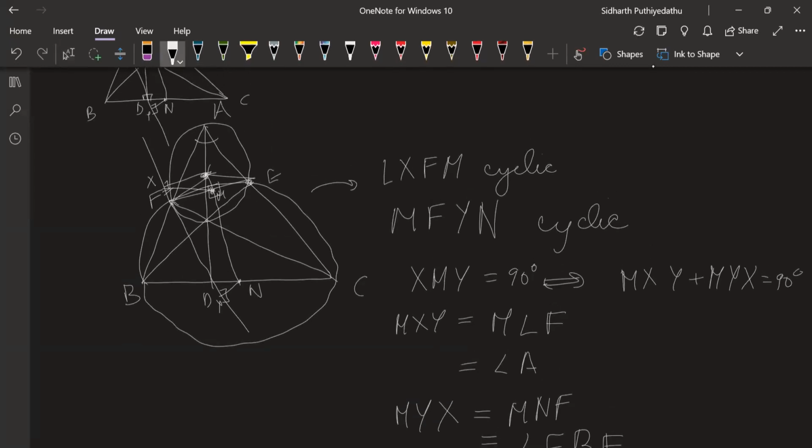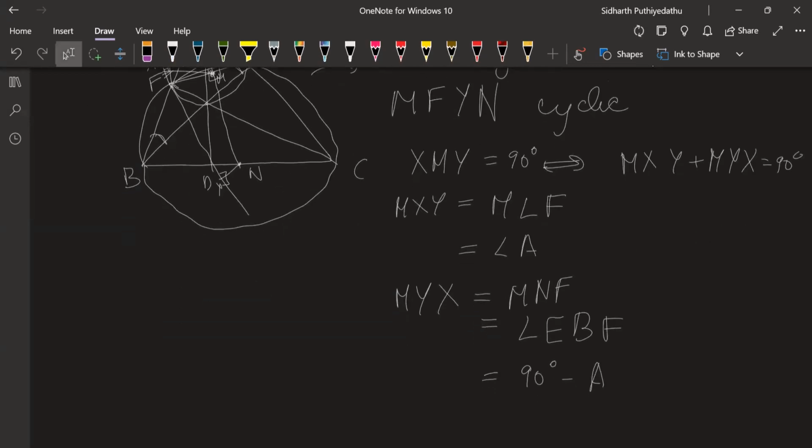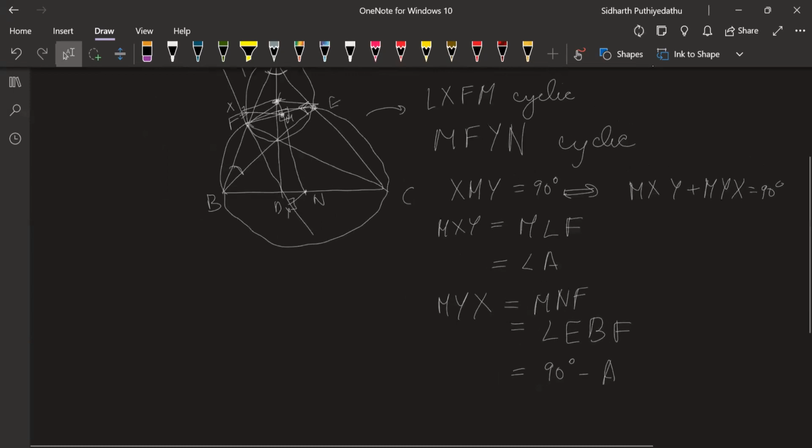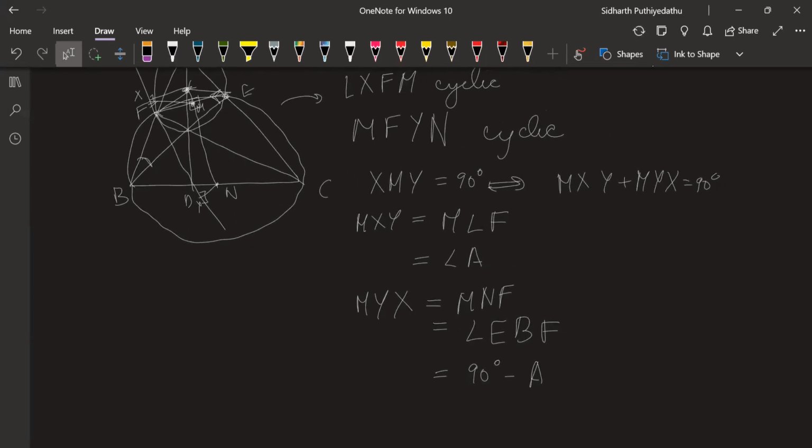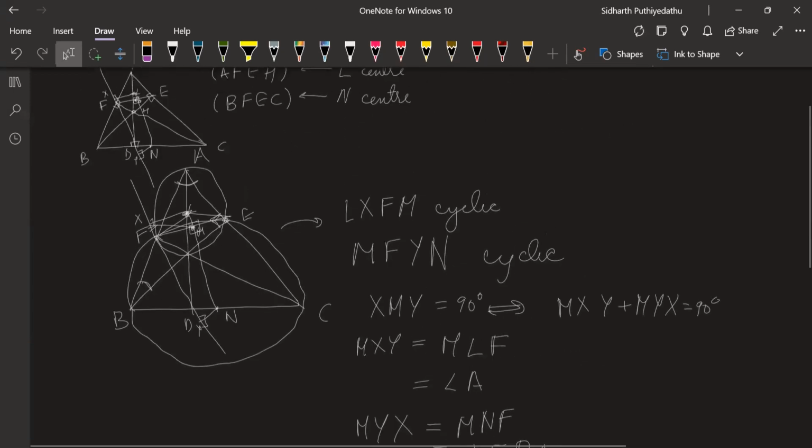Because we know that this is 90. By definition, E is the foot of the altitude. So this angle will be 90 minus A, right? Angle sum in ABE. And so we have MXY is A, MYX is 90 minus A, and we're done, right? Because they add up to 90, we're done.